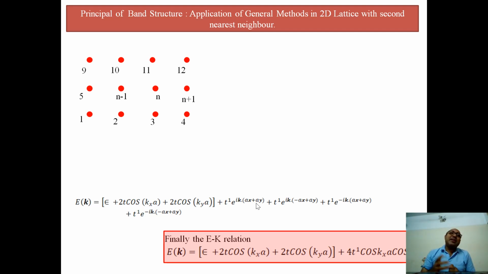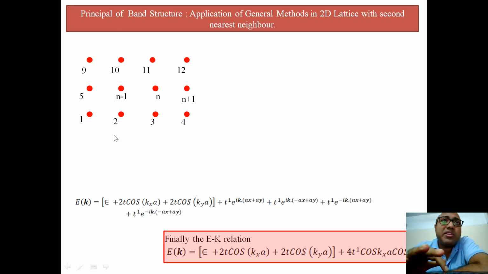There is something called the first nearest neighbor and second nearest neighbor. What is called the first nearest neighbor? It is again the problem of two dimensions. I just want to tell you how easy it is to handle. If you want to handle it with a matrix pattern, you have to struggle a lot. But here you can calculate within 1 minute.